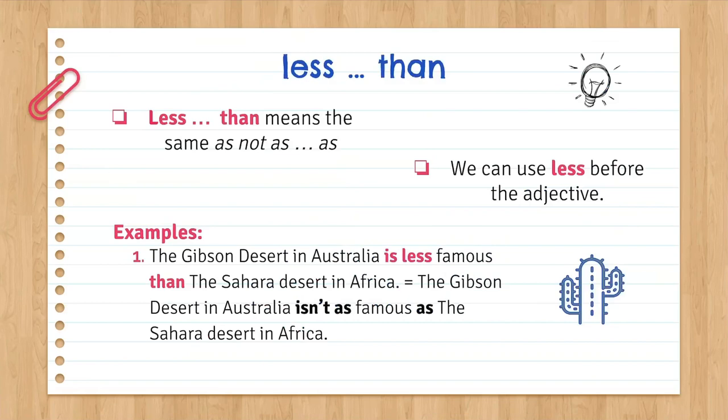And then we have less than. Less than means the same as not as. What does that mean? That it is the opposite of as. We can use less before the adjective. Example, the Gibson Desert in Australia is less famous than the Sahara Desert in Africa. What does this one mean? That the Gibson Desert in Australia isn't as famous as the Sahara Desert in Africa. So they are not the same quantity of famous.